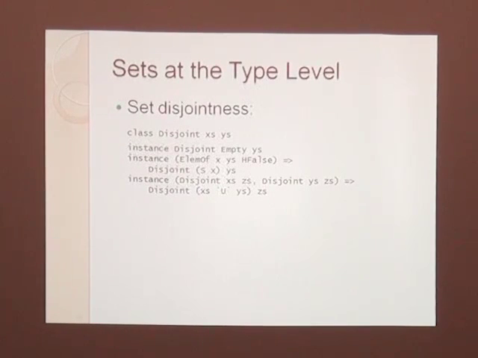And so what it basically says is that anything that's empty is going to be disjoint with the other argument. And then if you have a singleton set, then it's going to be disjoint with the other set as long as that item in the singleton is not in the other set. And lastly, if a set is a union, then it's disjoint with the other set if both of its two constituents are disjoint.